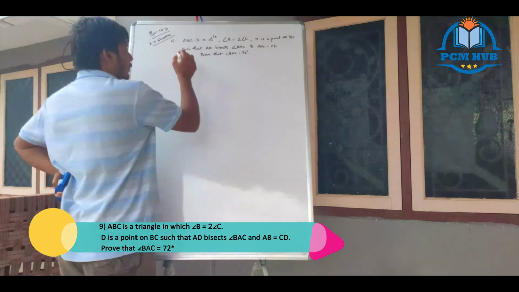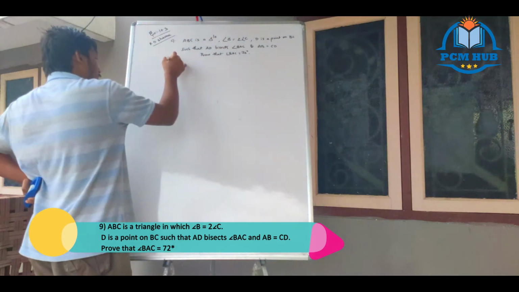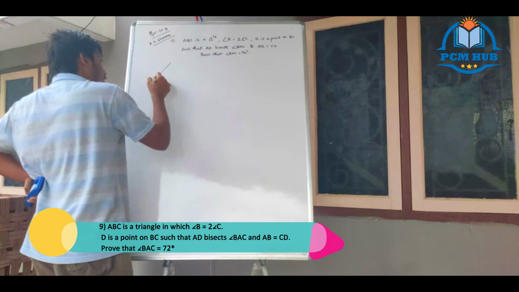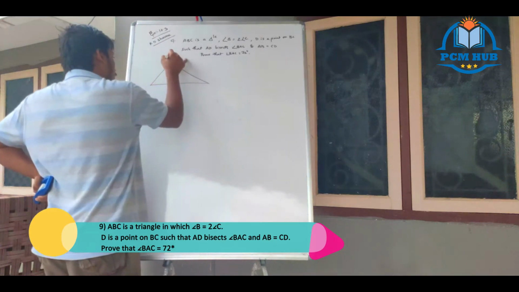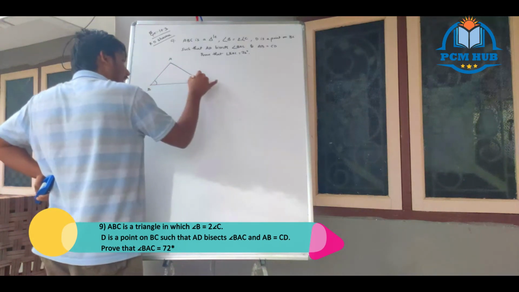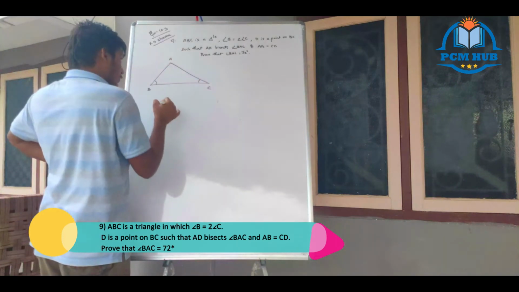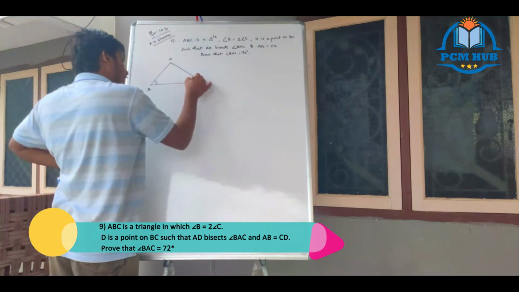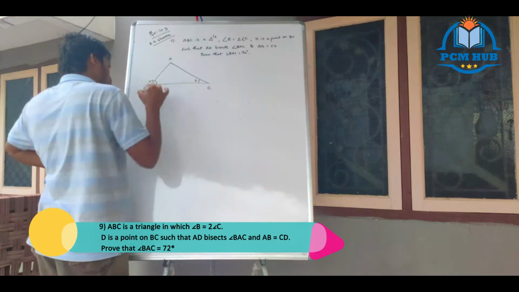What is given? ABC is a triangle. Angle B equal to 2 times angle C. Now you can see here, I am drawing. This is A. This is B. This is C. Angle B, angle C. If angle B is 2 times C, means if angle C is y, then angle B is 2y.